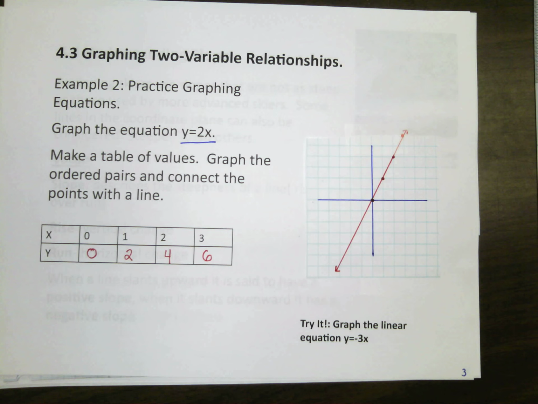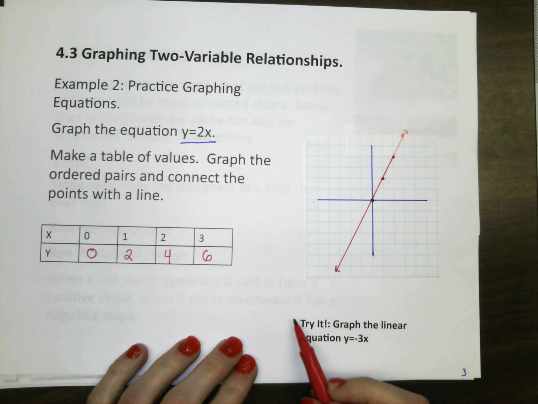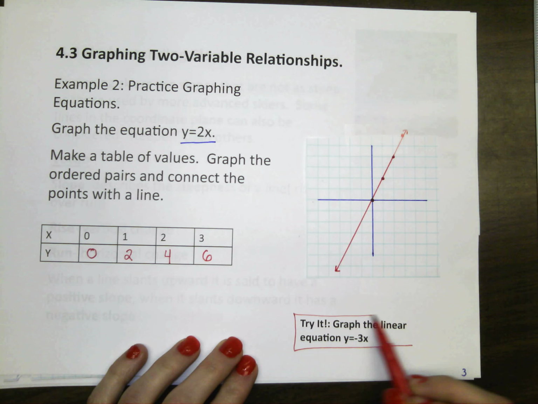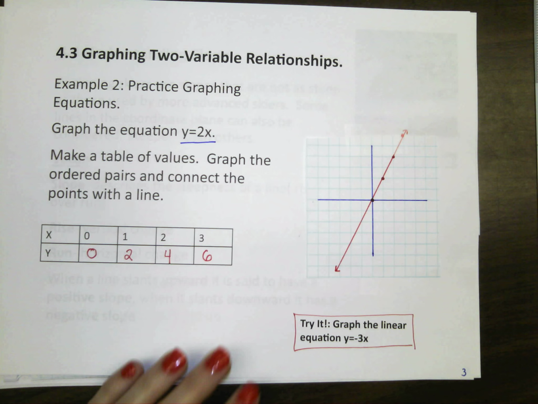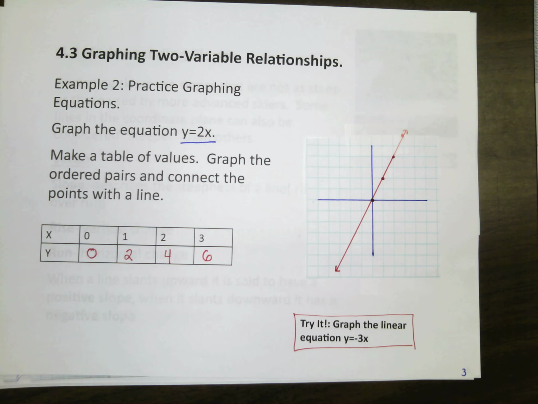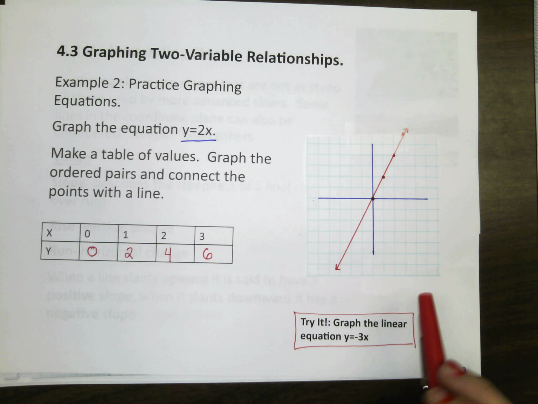I want you to try it on your own using graph paper and graph the linear equation y equals negative 3x. So you're going to make a table and then you're also going to graph it. So press pause now and try that on your own.